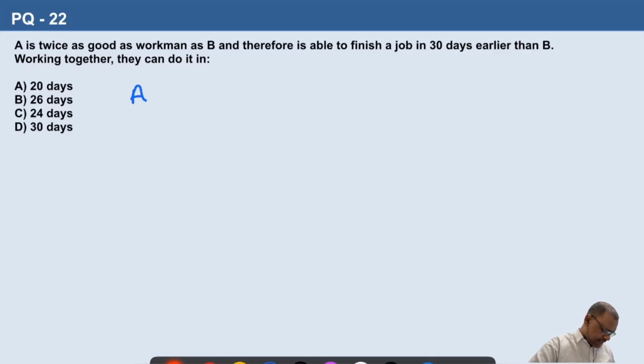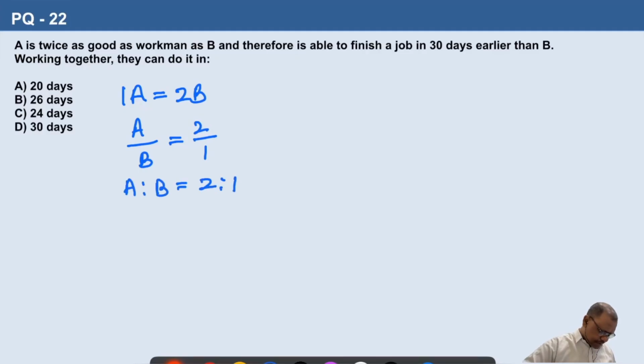A is twice as good as B. That means A is equal to 2 times B. So what is the ratio? A by B, B is written as 1. A by B is equal to 2 by 1. So that means A is to B is equal to 2 is to 1. So this is the ratio of efficiencies. Ratio of efficiencies is 2 is to 1.